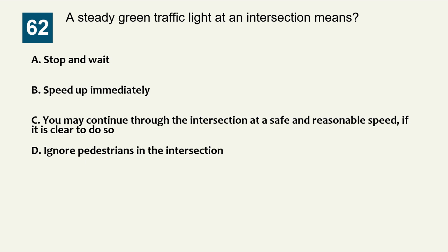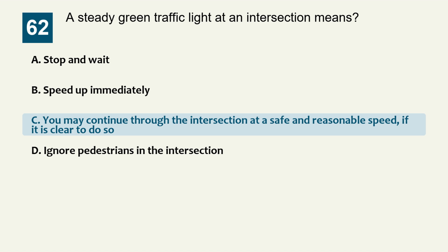Question 62. A steady green traffic light at an intersection means option A, stop and wait. Option B, speed up immediately. Option C, you may continue through the intersection at a safe and reasonable speed if it is clear to do so. Option D, ignore pedestrians in the intersection.